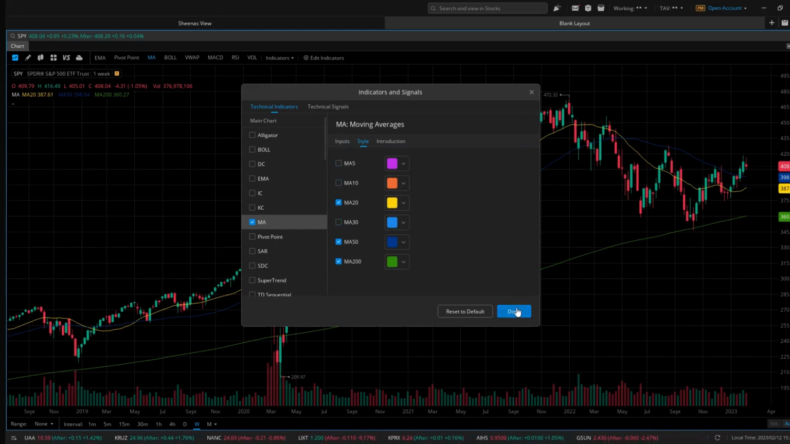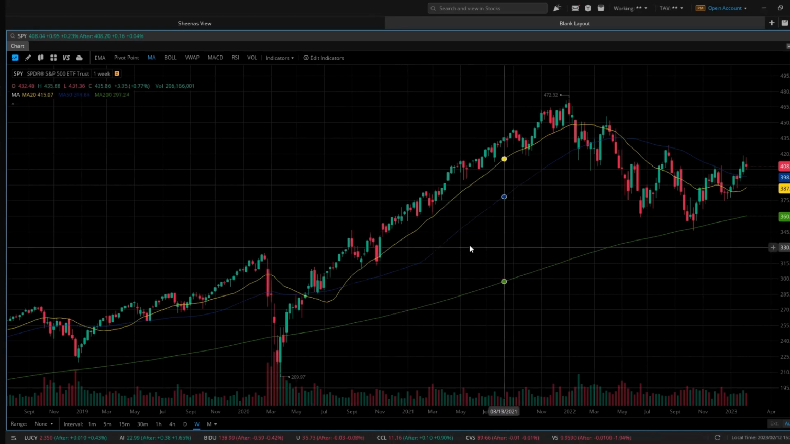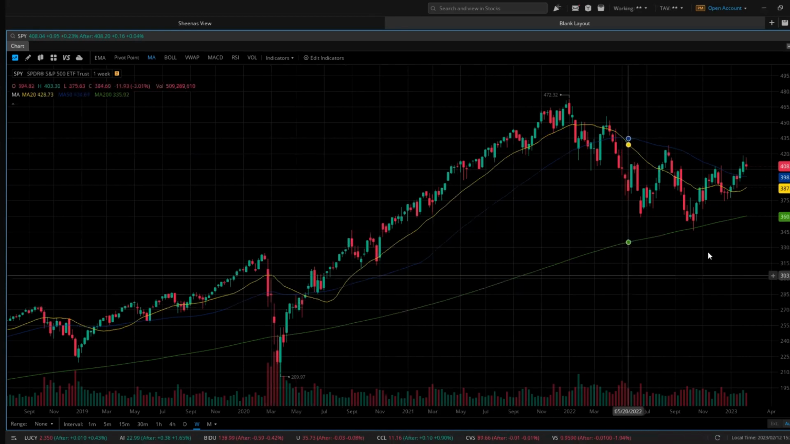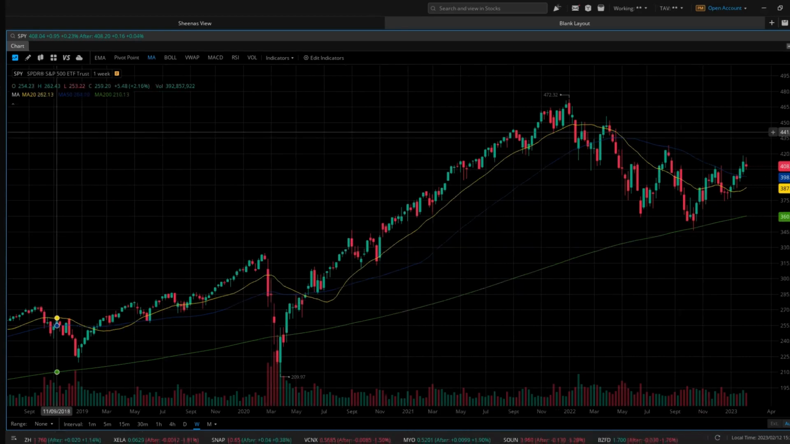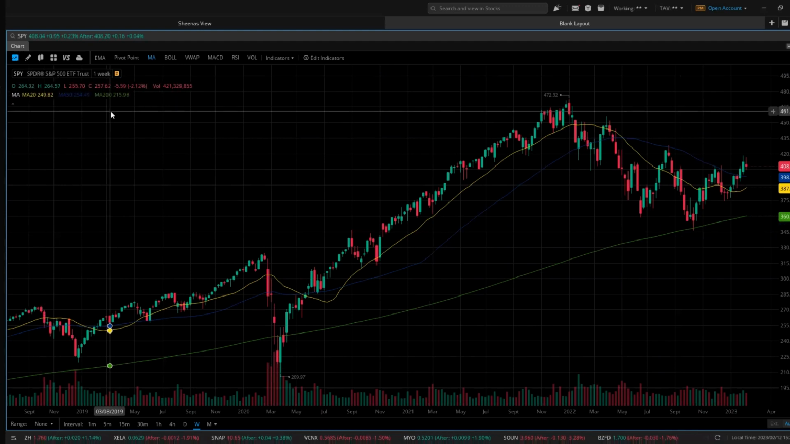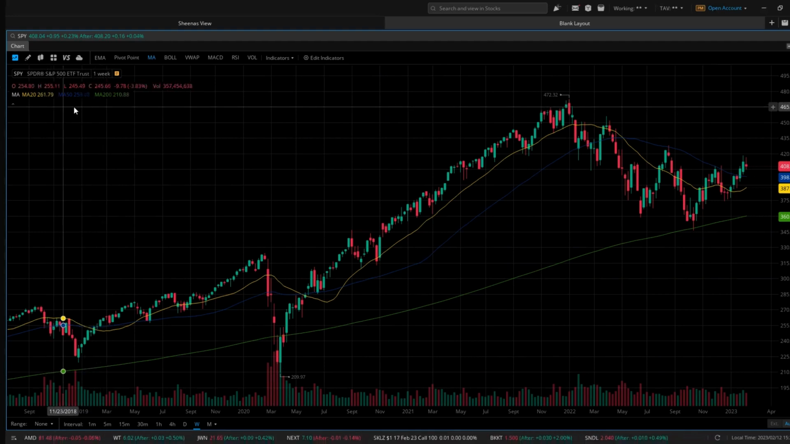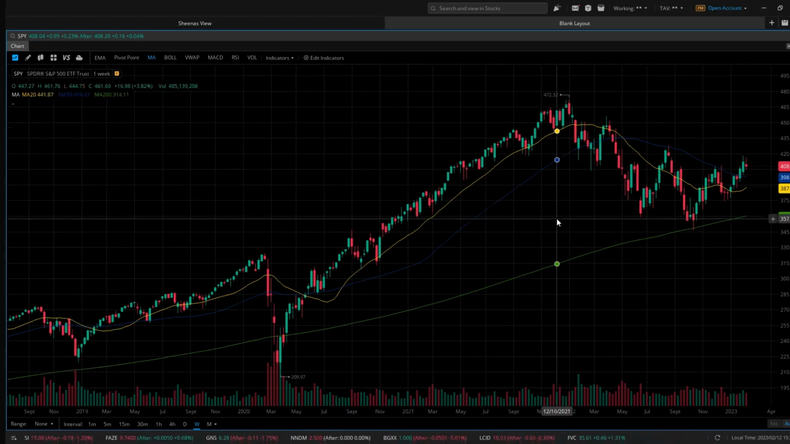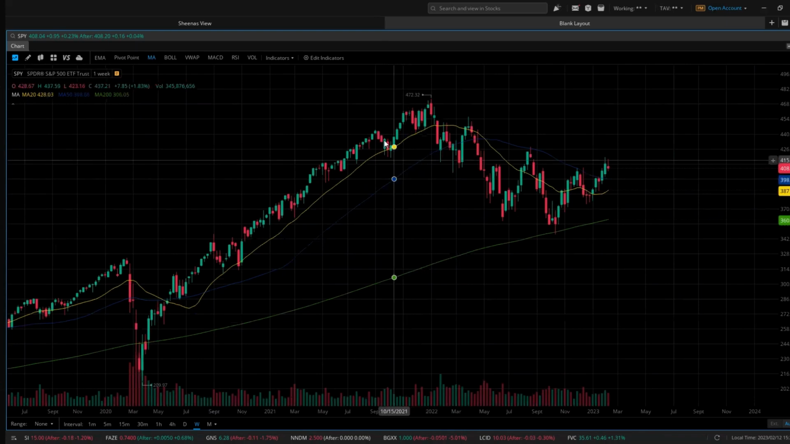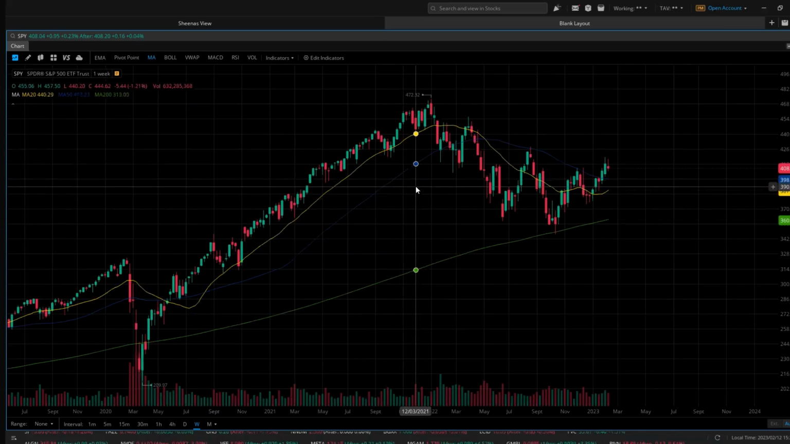We want to click done, and as you can see, our blank chart now has moving averages, or lines, plotted on the chart. You can also see over here on the left corner that it will let you know if you forget which colors you chose. So we have the yellow is the 20, the blue is the 50, and the green is the 200. A lot of your short-term traders will use a 20 or a 50-day moving average as an indicator.